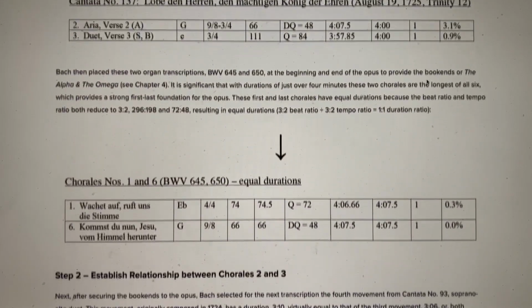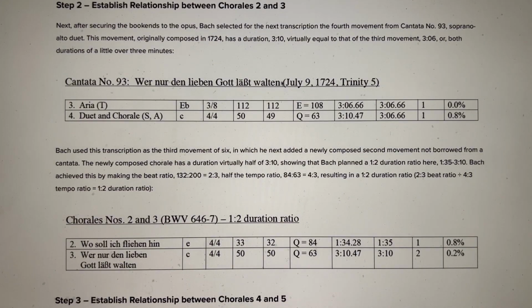So what Bach did here in step 2 was he took his previously composed chorale from cantata number 93 at its natural tempo of 63. It lasts 3 minutes and 10 seconds, so a little over 3 minutes.